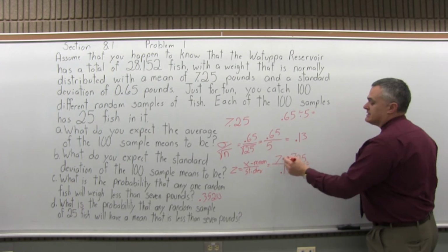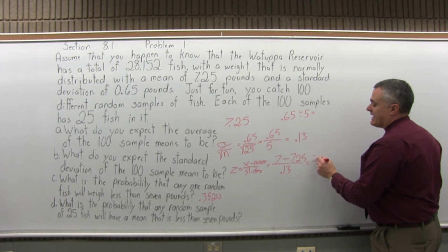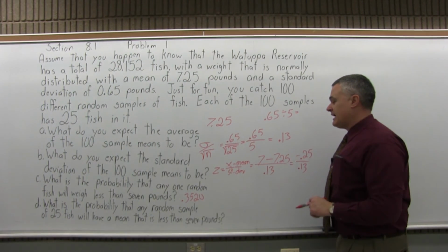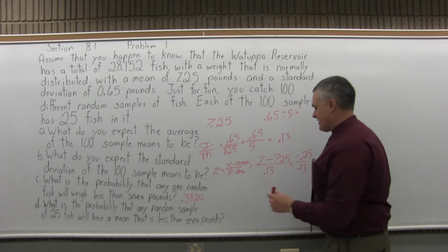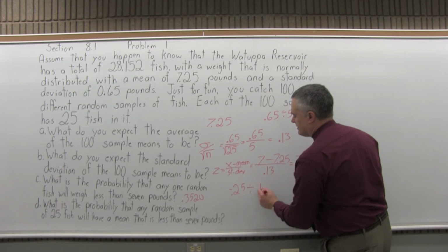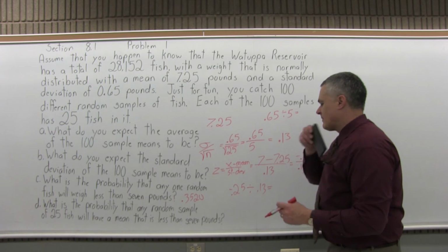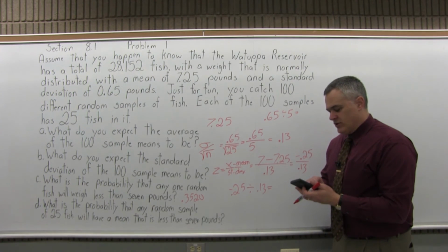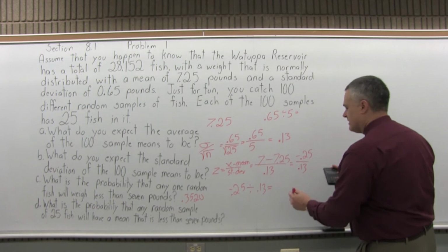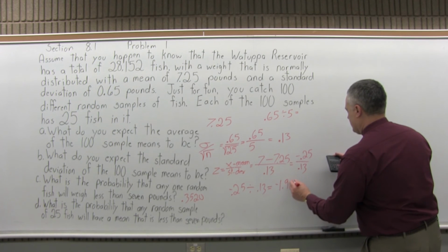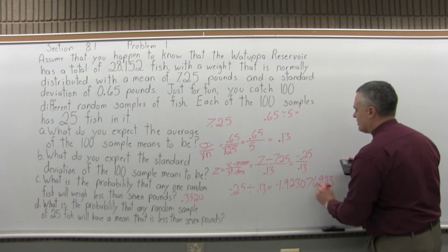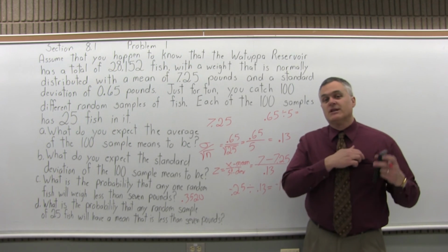In the numerator, 7 minus 7.25 will be negative 0.25, and in the denominator, 0.13. And again, that's not something I can do easily without a calculator. The calculator does it so easily. So negative 0.25 divided by 0.13 equals negative 1.923076923. So that's a value I need to find in the chart.